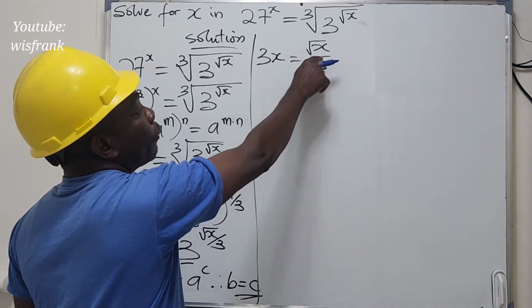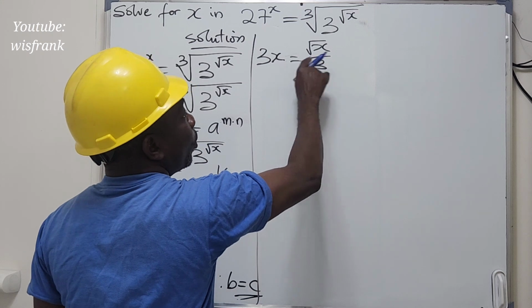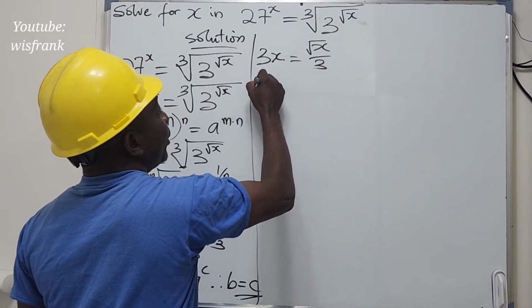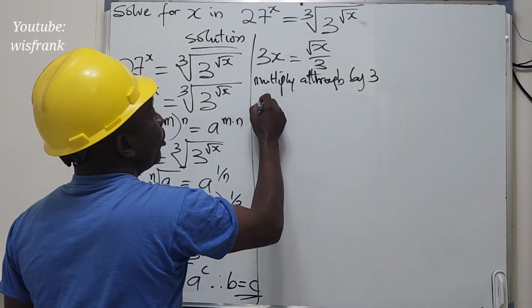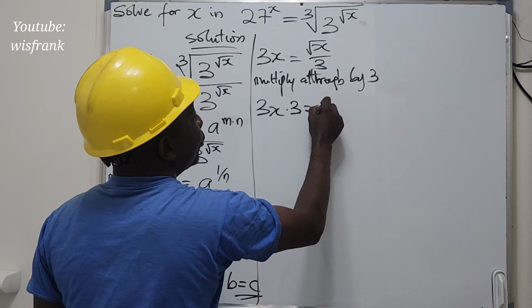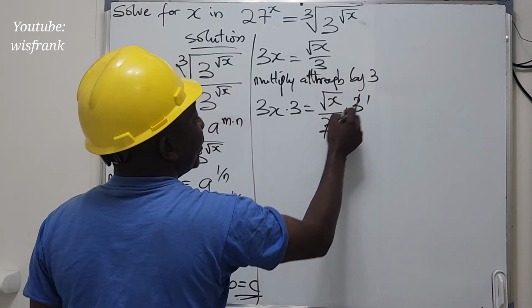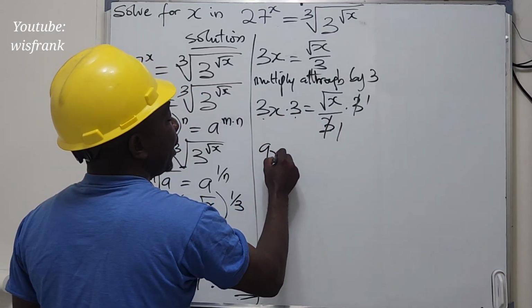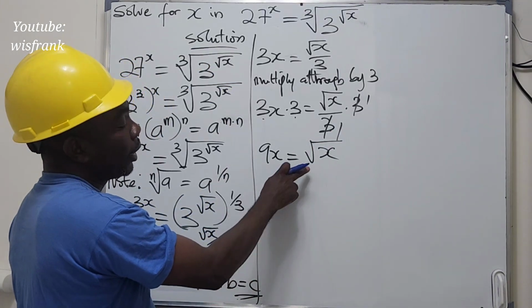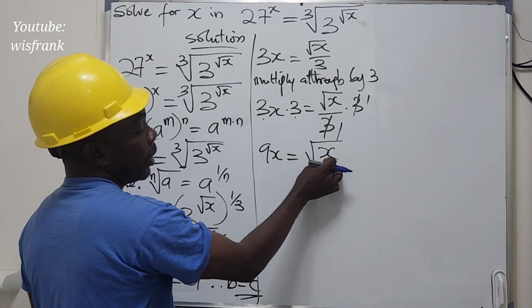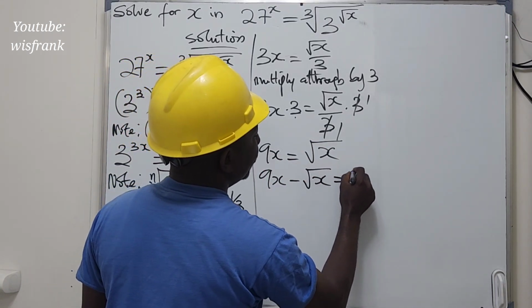So from this situation, for us to find the value of x, we can multiply all through. For us to clear this fraction, we can multiply all through by 3. So this will become 3x times 3 equals square root of x over 3 times 3. The 3 will cancel here and the 3 will cancel here. And we have 3 times 3, we have 9x equals square root of x. So from here, for us to find the value of x, we can transpose this to the other side. So this will become 9x minus square root of x equals 0.